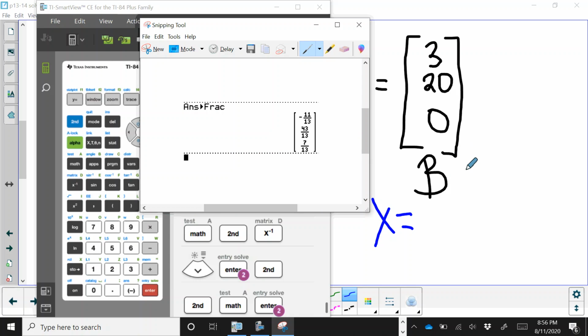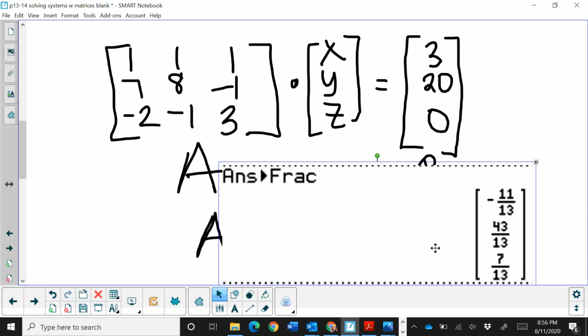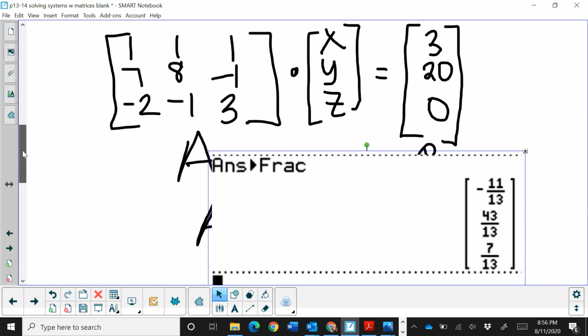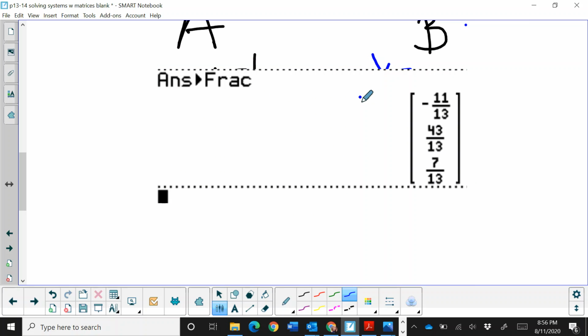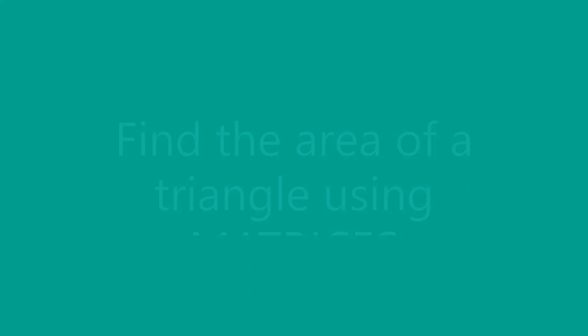Negative 11/13 and 43/13 and 7/13. So those variables are in the order of x, y, and z, because that's my solution. Okay, and that's how you handle these.